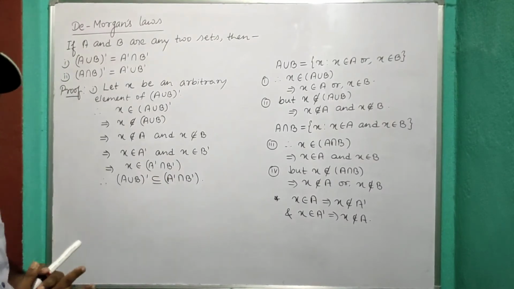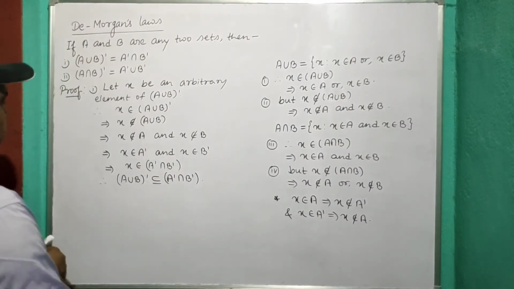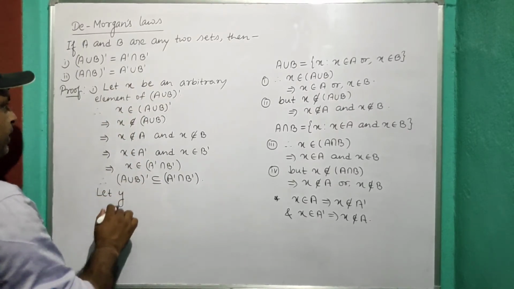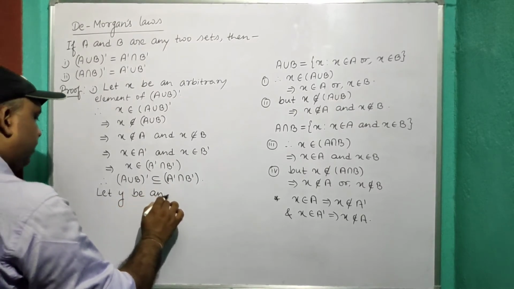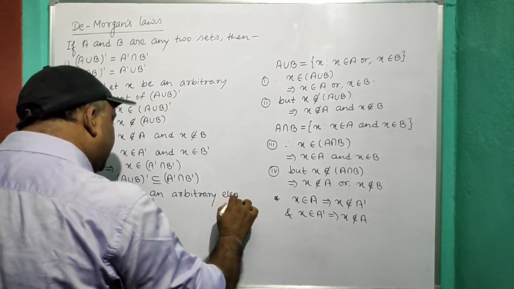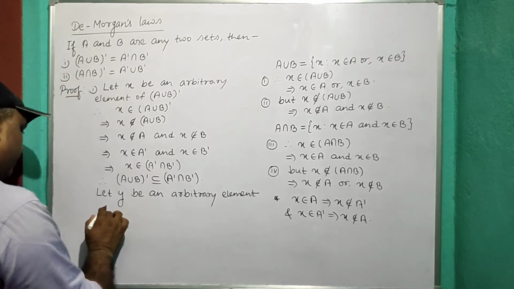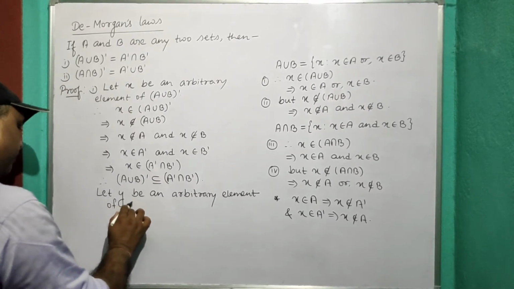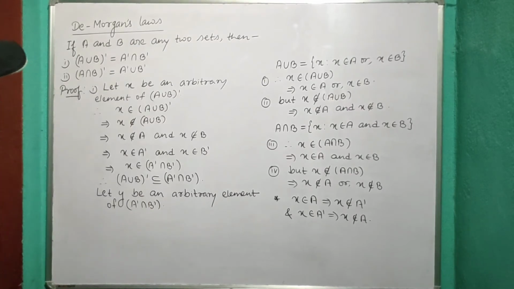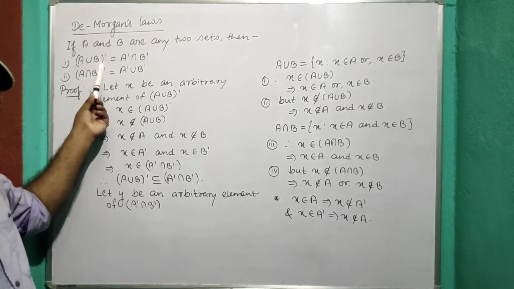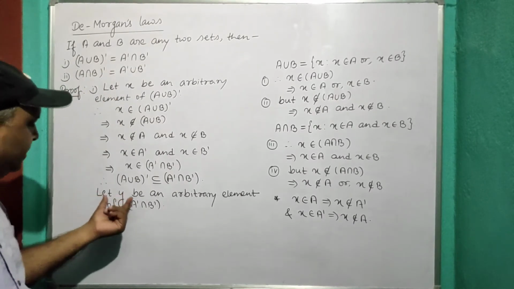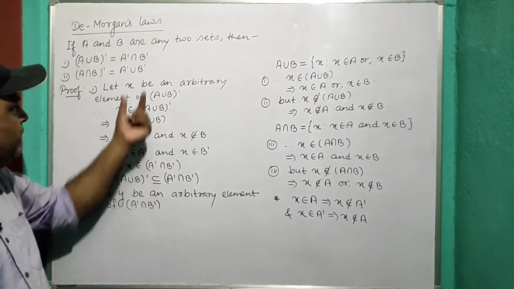Now conversely, what we do now, we take one more element y and we write let y be an arbitrary element of A dash intersection B dash. So in the first case I had taken the element from (A union B) whole dash, मतलब LHS से हमने element लिया था, and now I am taking this element y from A dash intersection B dash.